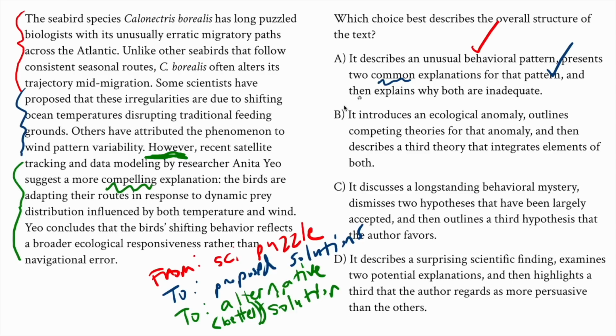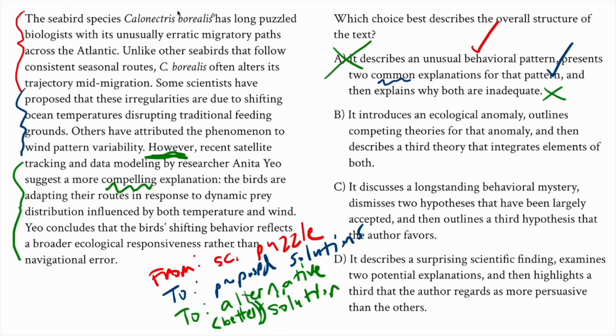The third part, however, you notice here that it doesn't really say anything about why both of them are inadequate. It simply moves on to an alternative explanation and says that that one is more compelling. And so that would be an example of one of those where it's 2/3 right, but it's still going to be wrong because we need all three parts to be correct. So on to B.